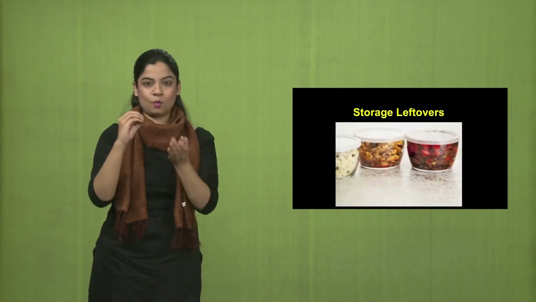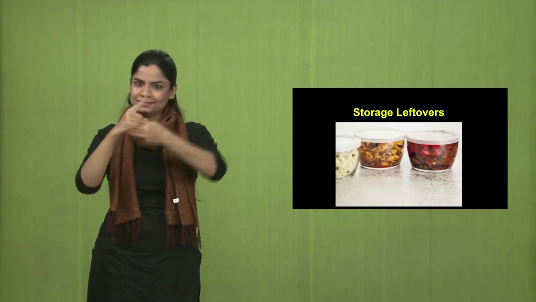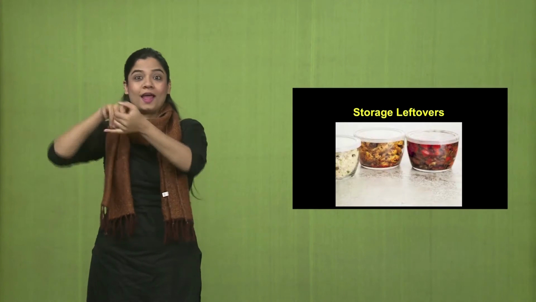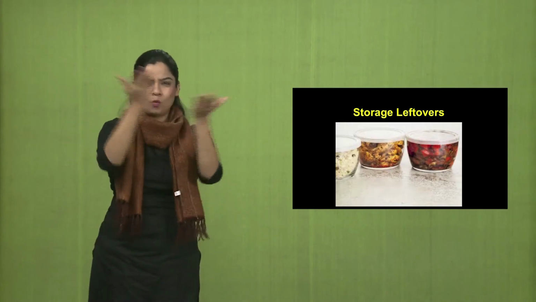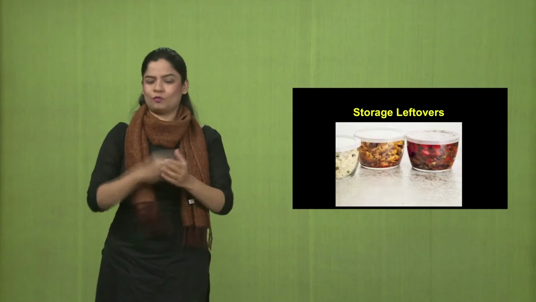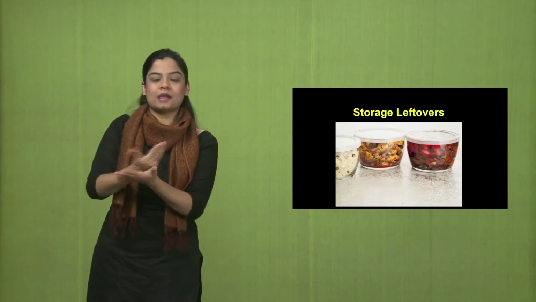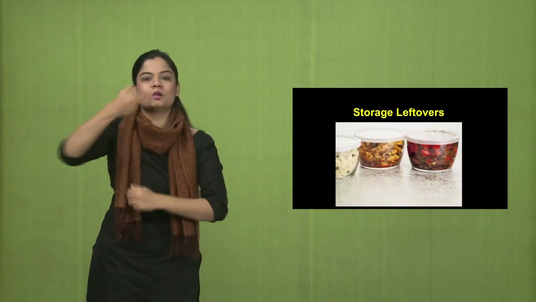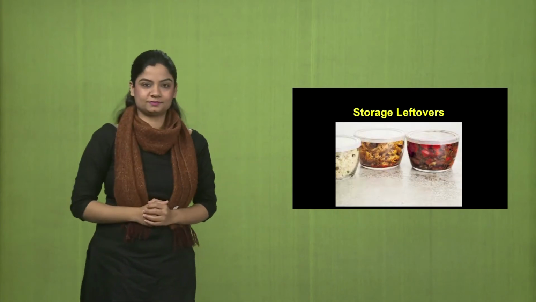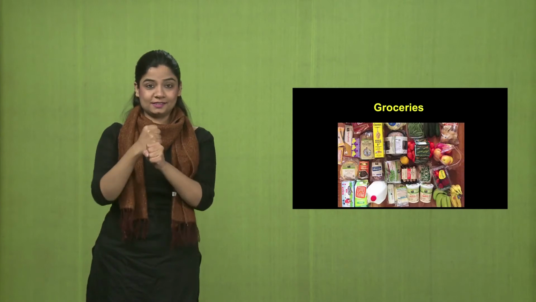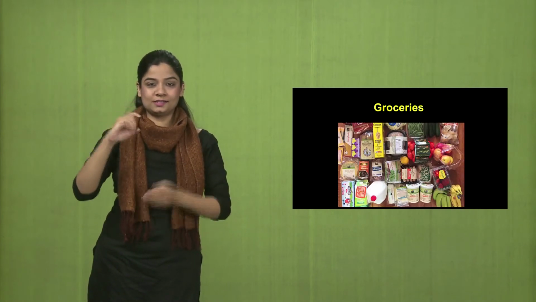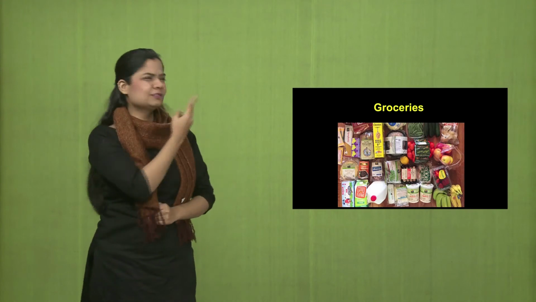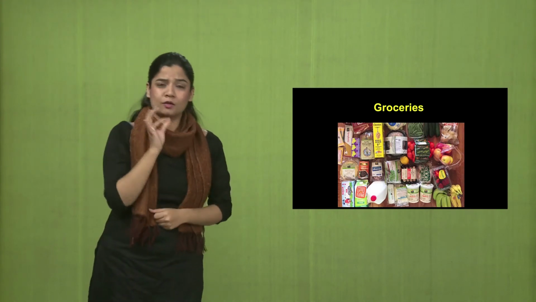Storage of leftovers. It means that whenever we eat some food and some food is left, we don't finish it. So the left food is contained in different containers. That's called storage of leftovers. Groceries. As you can see from the picture, different kind of food items like dal, fruits, vegetables, biscuits, etc. that we buy from a store. It's groceries.